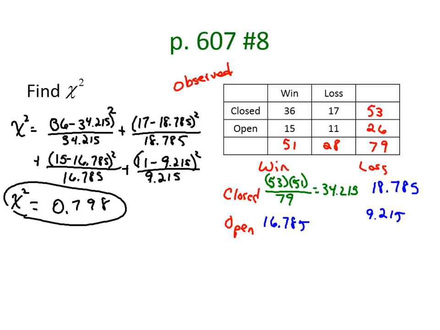Could you figure out the rest? How many losses, how would you find the 17? Okay, 53 minus 36. Could we figure out the 15? 51 minus the 36, and then we could figure out the rest of them. So if you knew one of these values, you could figure out everything else.